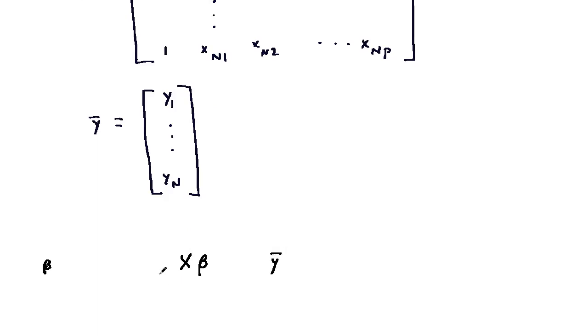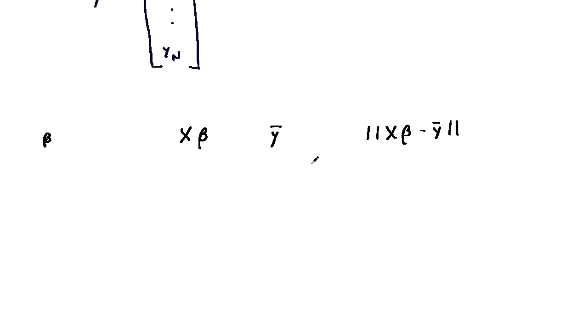In other words, we want a vector beta such that the distance between X beta and y is minimized. A vector beta that minimizes this distance is called a least squares solution of X beta equals y.